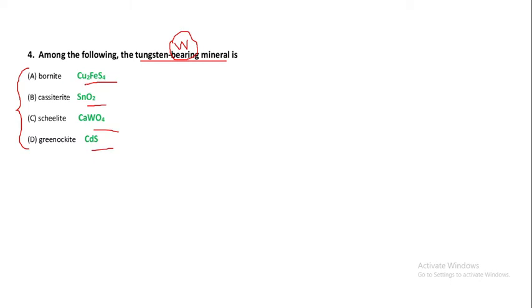So bornite is a copper sulfide, cassiterite is SnO2, scheelite is CaWO4. So here you can see the presence of tungsten, that is W. So the most appropriate answer, where tungsten is present, is scheelite. Scheelite consists of tungsten. So it's a tungsten bearing mineral, that is scheelite. So scheelite is the appropriate answer for this question. Then greenockite, that is CdS.